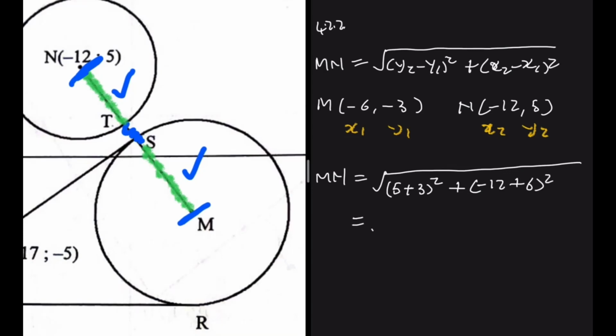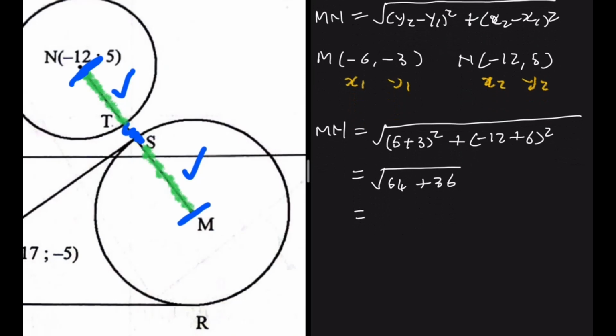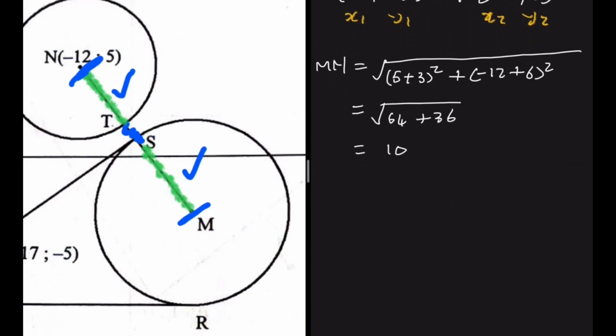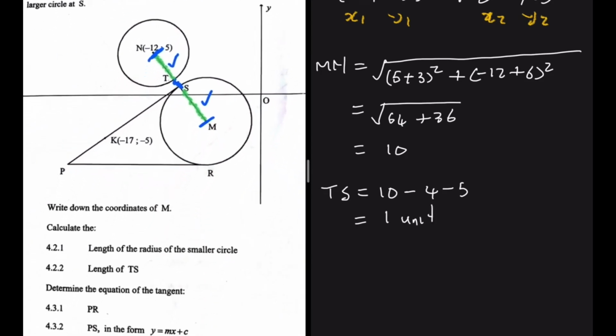So now we have the square root of, so we're going to have 5 plus 3, 8 squared, that's 64. And then minus 12 plus 6, that is minus 6 squared, that is 36. So now we have the square root of 100, which is equal to 10. Right. So now to find TS, we're going to say 10 minus the radius of the smaller circle minus the radius of the bigger circle. The radius of the smaller circle is 4. The radius of the bigger circle is 5. So the length of TS is 1 unit. That is the length of TS.